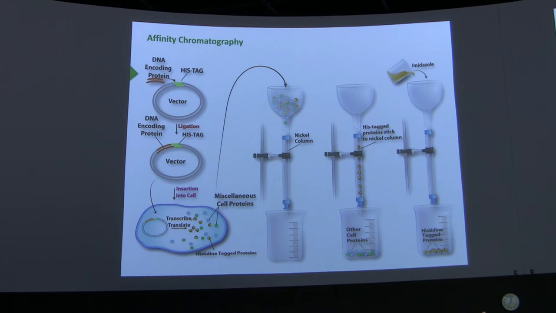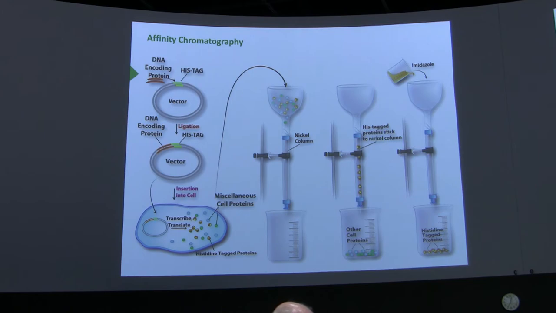I put those in a column, I load my proteins on, and then I let the sample go through. What's going to stick? Well, of course, anything that binds to the ATP on those beads is going to stick, and anything that doesn't bind to ATP is going to pass through. In one step, I've separated ATP-binding proteins from other proteins. Right?